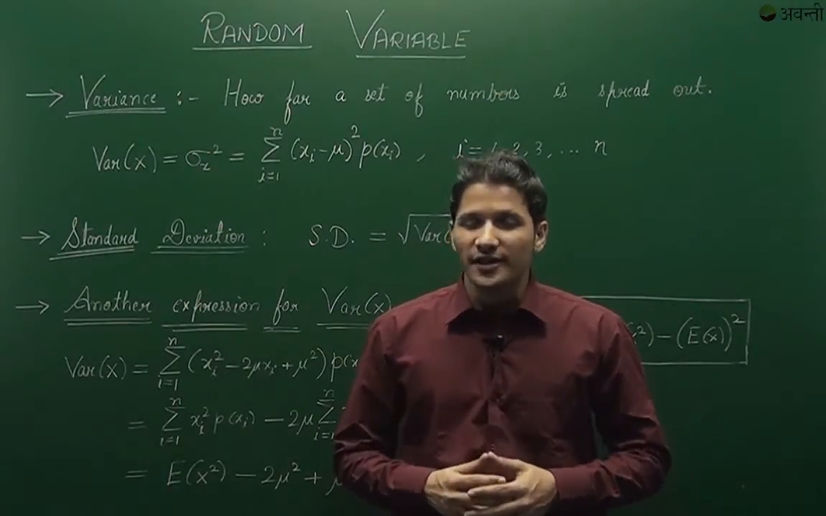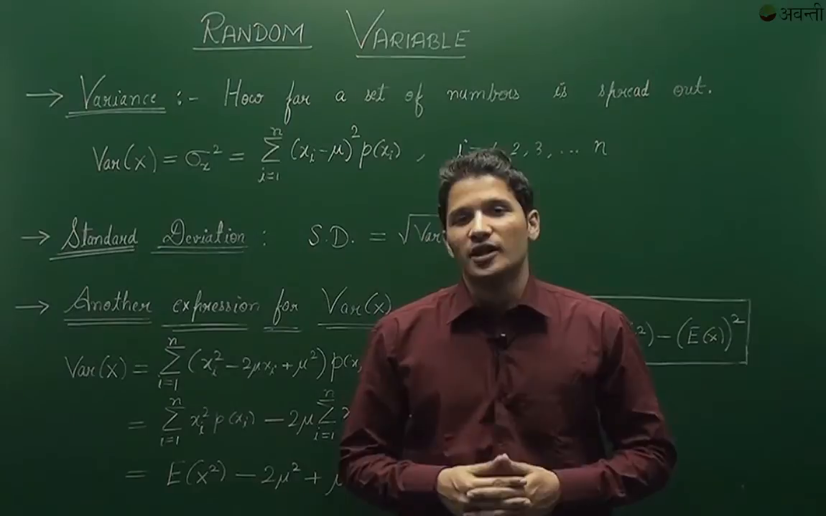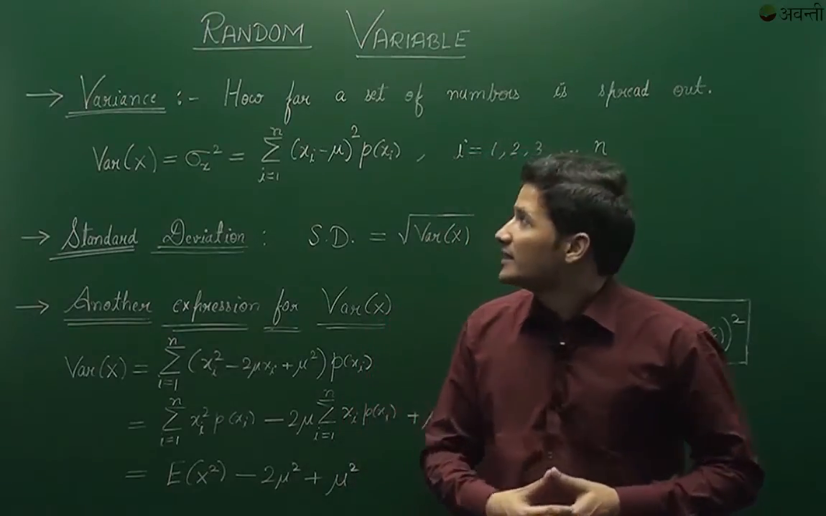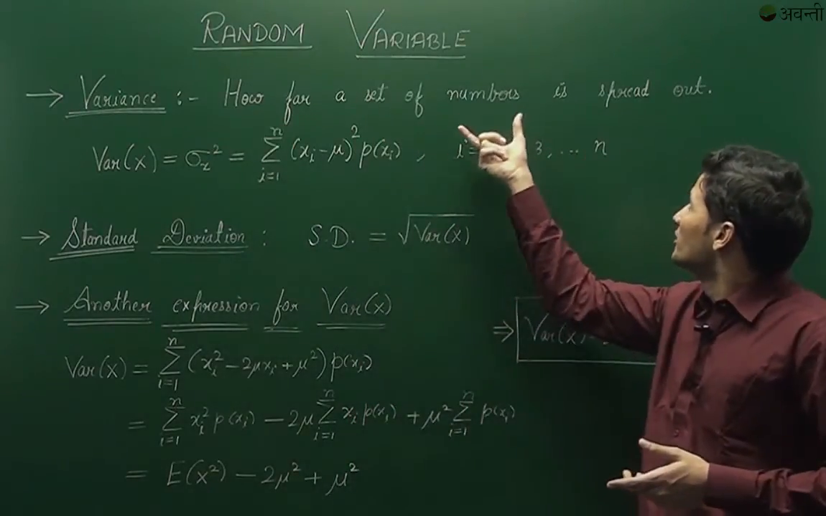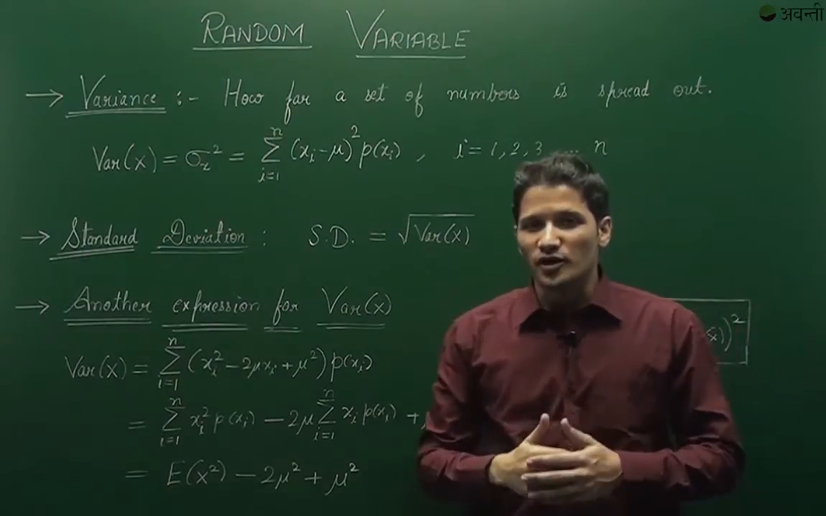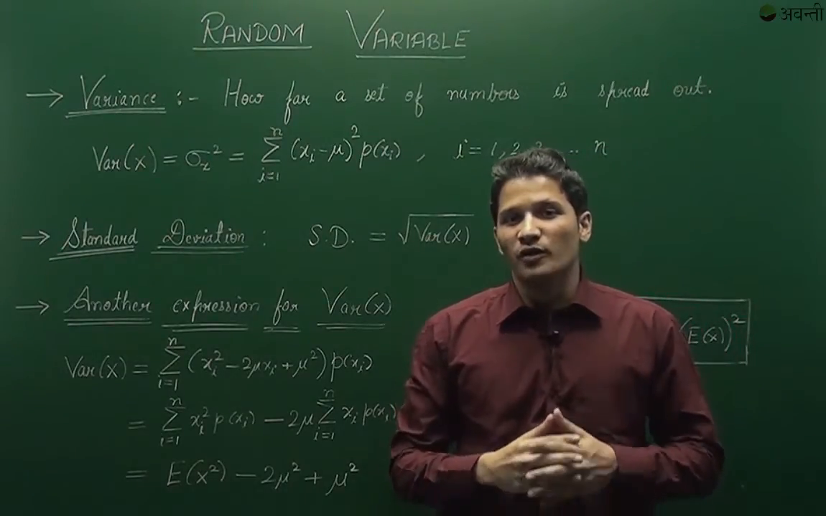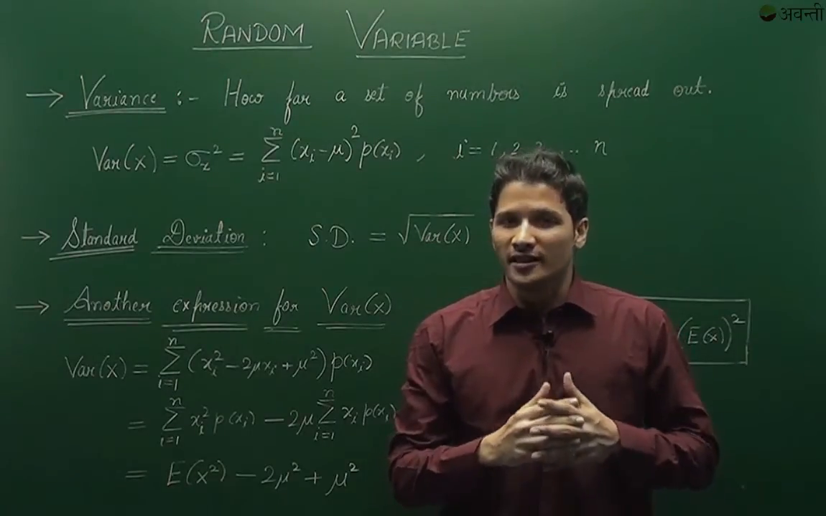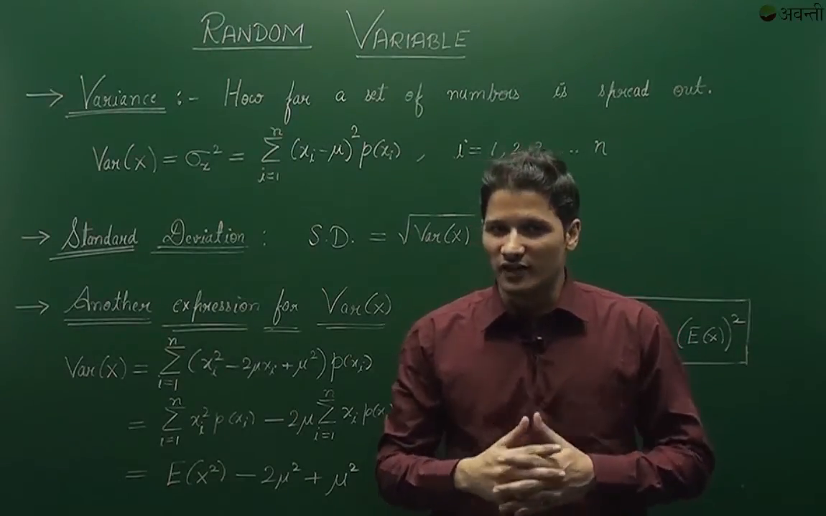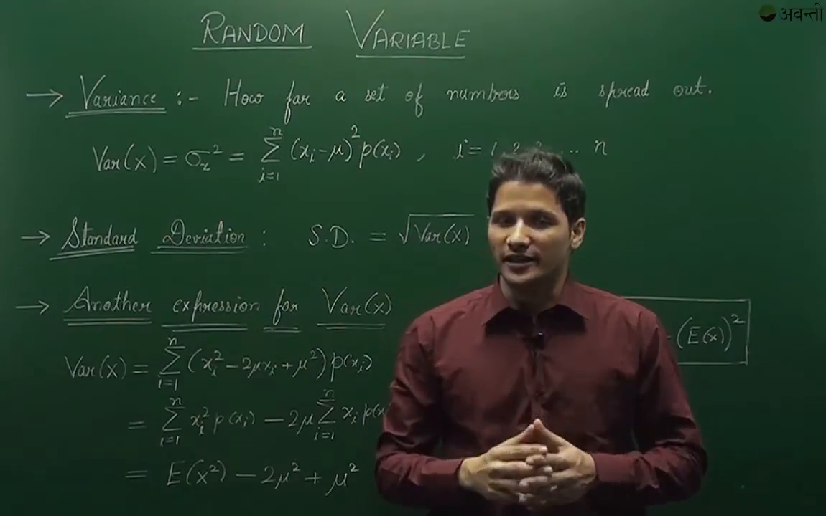Let us now study variance of a random variable. So in general, variance means how far a set of numbers is spread out. Suppose we have n numbers and we calculate its average. So we would like to know how far these numbers are away from its average value. So this is called variance.